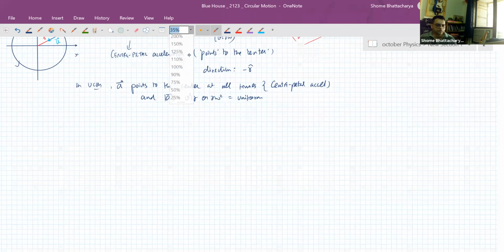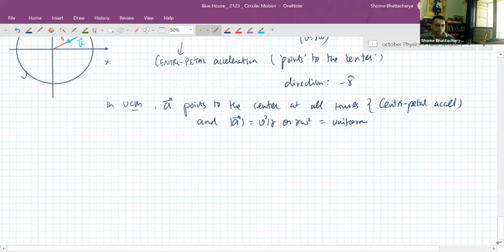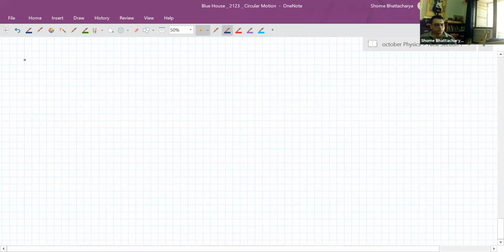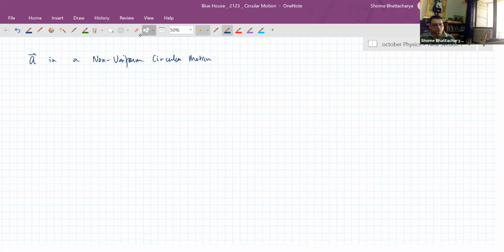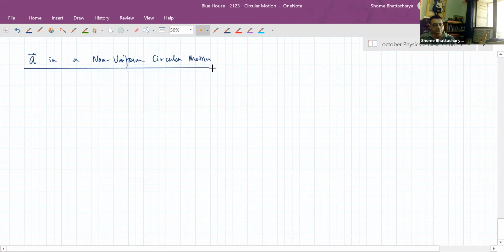Okay. Now, next up, let's understand acceleration in non-uniform circular motion. This is where we'll see that acceleration has two components, tangential and centripetal. Because when we define acceleration as the rate of change of velocity, and therefore the rate of change of r omega theta cap, now only r is constant. Both theta cap and omega are variables.